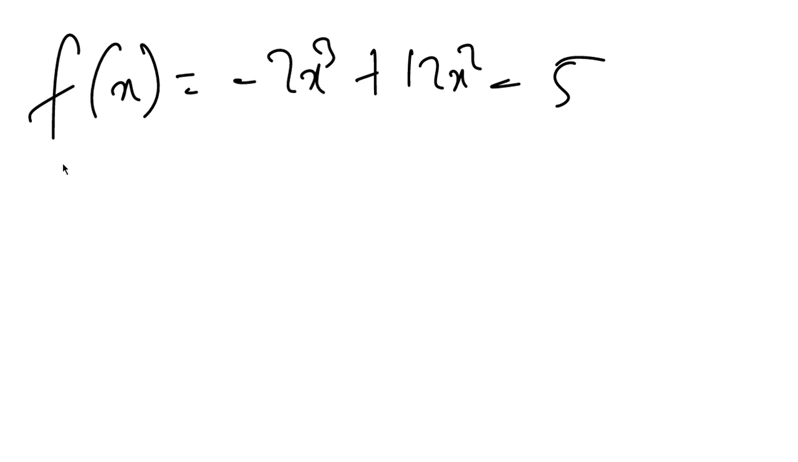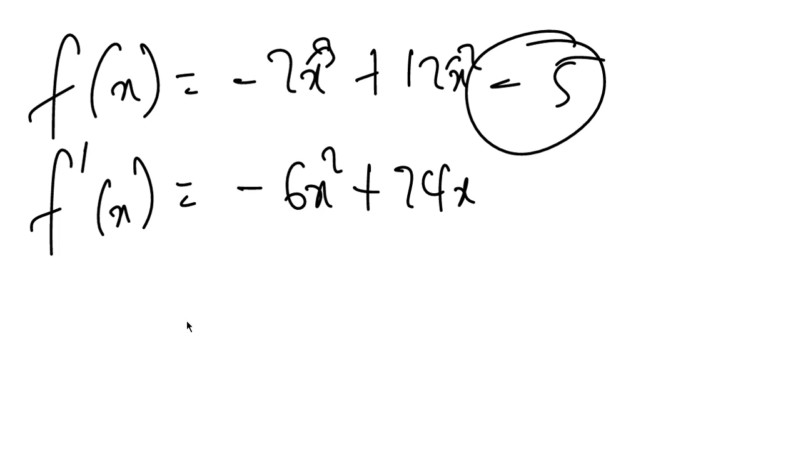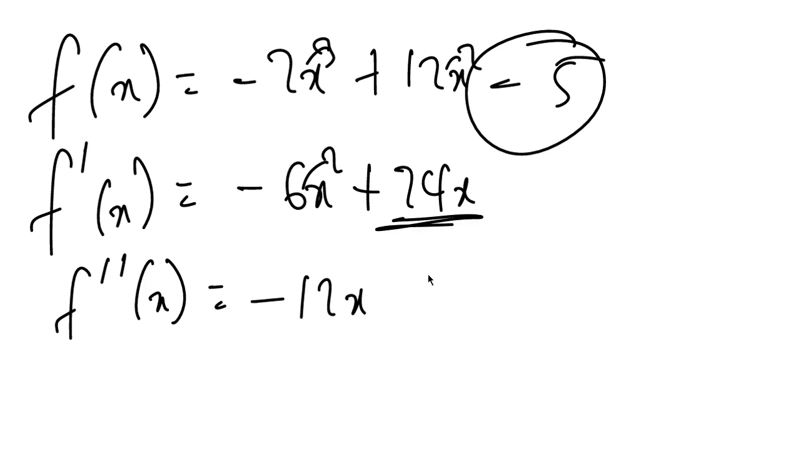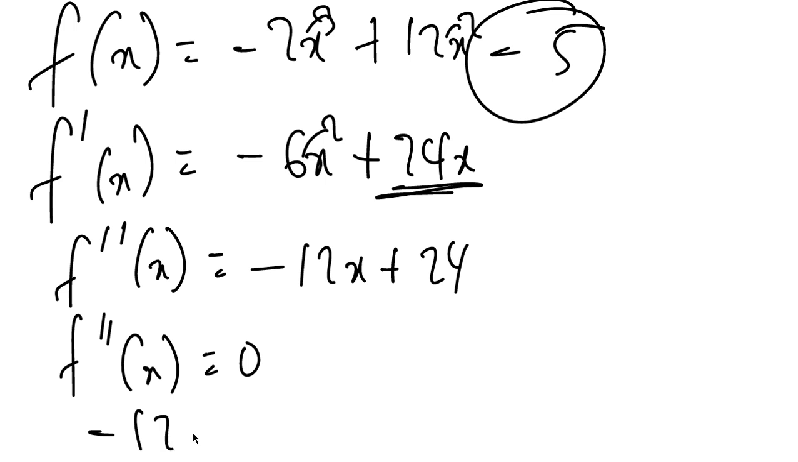Have you paused it? Okay, so for the first derivative, you differentiate this: the 3 comes down, and negative 2 times 3 is negative 6x squared, plus the 2 comes down and it becomes 24x. The derivative of a constant is 0. Then we get the second derivative: the 2 comes down and it becomes negative 12x, and the derivative of 24x is positive 24. So equate the second derivative to 0, and that'll be negative 12x plus 24 equals 0.